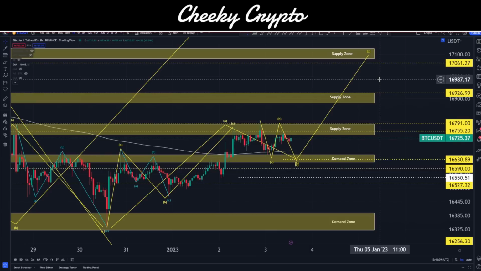Okay, let's jump down into this. It can be a little bit of a minefield with lots of different colored lines, lots of ABC structures, 1 through 5 structures. Can be a little bit confusing at times.